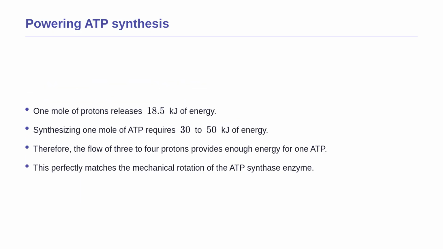So, what does this 18.5 kilojoules of energy actually mean for the cell? We have to compare the energy released by the protons to the energy required to build ATP. In biological conditions, it takes about 30 to 50 kilojoules of energy to synthesize 1 single mole of ATP. If 1 mole of protons gives us 18.5 kilojoules, simple division tells us that we need the energy from roughly 3 to 4 protons to manufacture a single molecule of ATP.